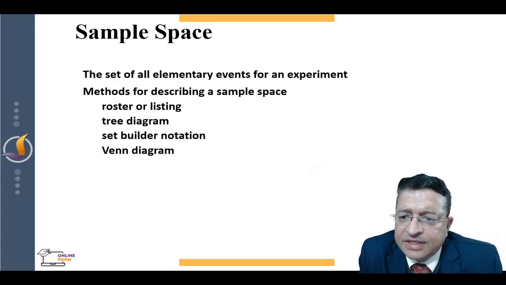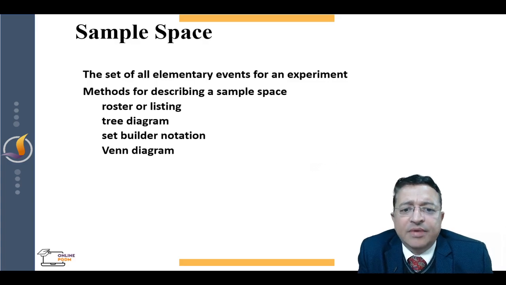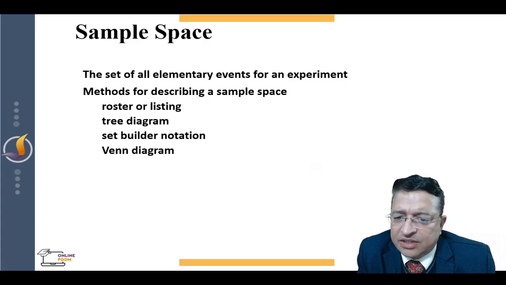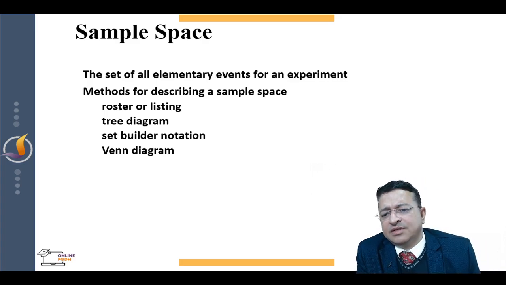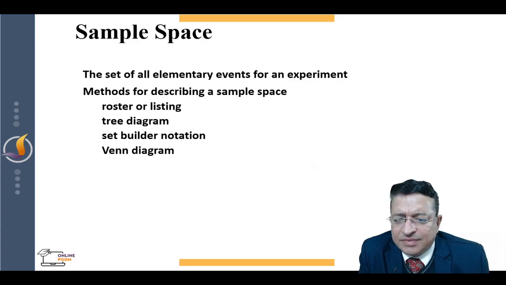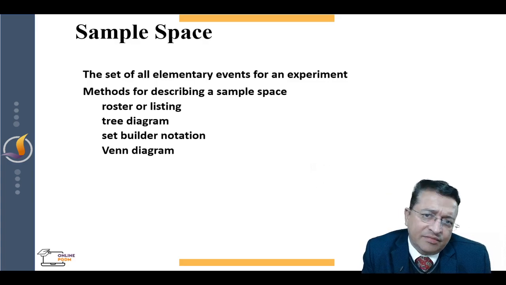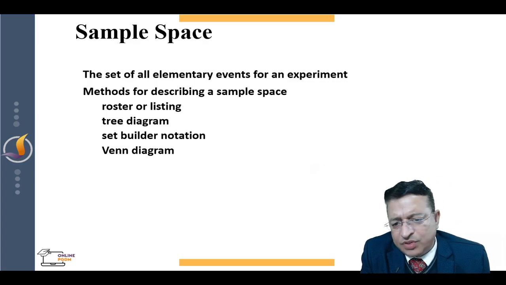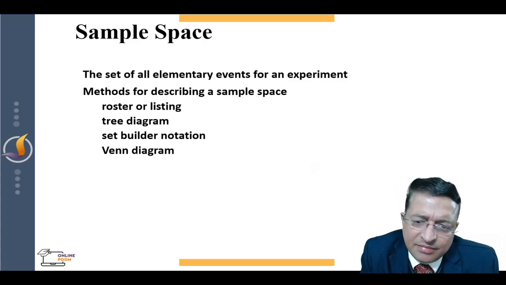As we already discussed, the sample space is the set of all elementary events for an experiment. Methods for describing a sample space: it could be a roster or simple listing, a tree diagram, set builder form, or a Venn diagram. Whenever these come up, we will discuss them in detail.